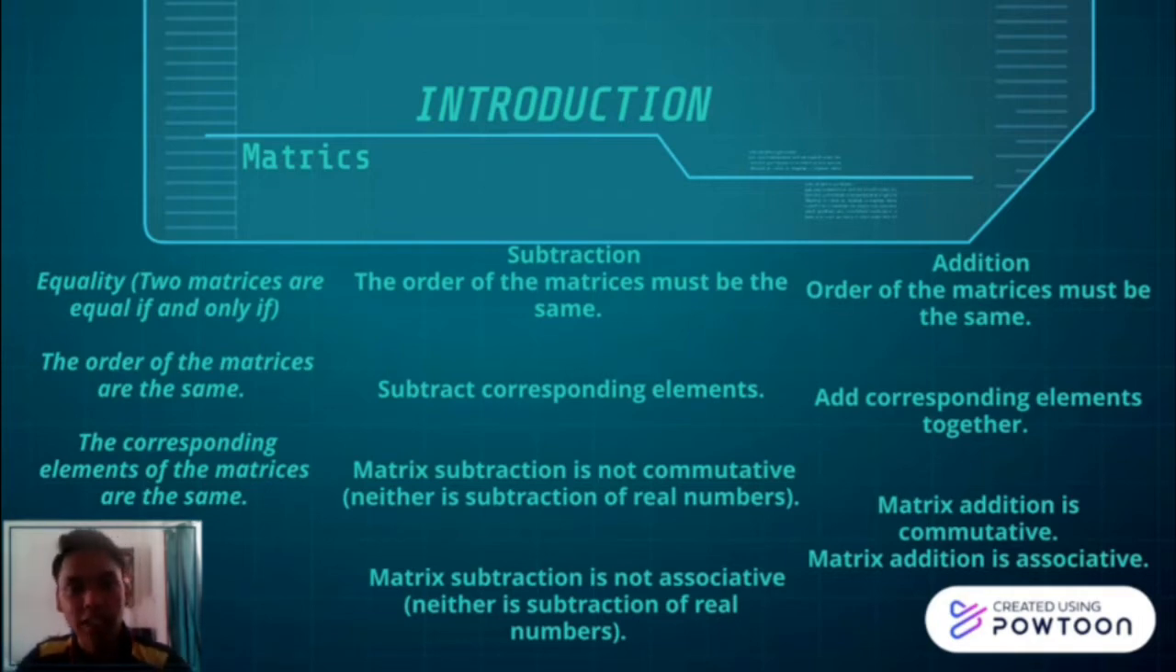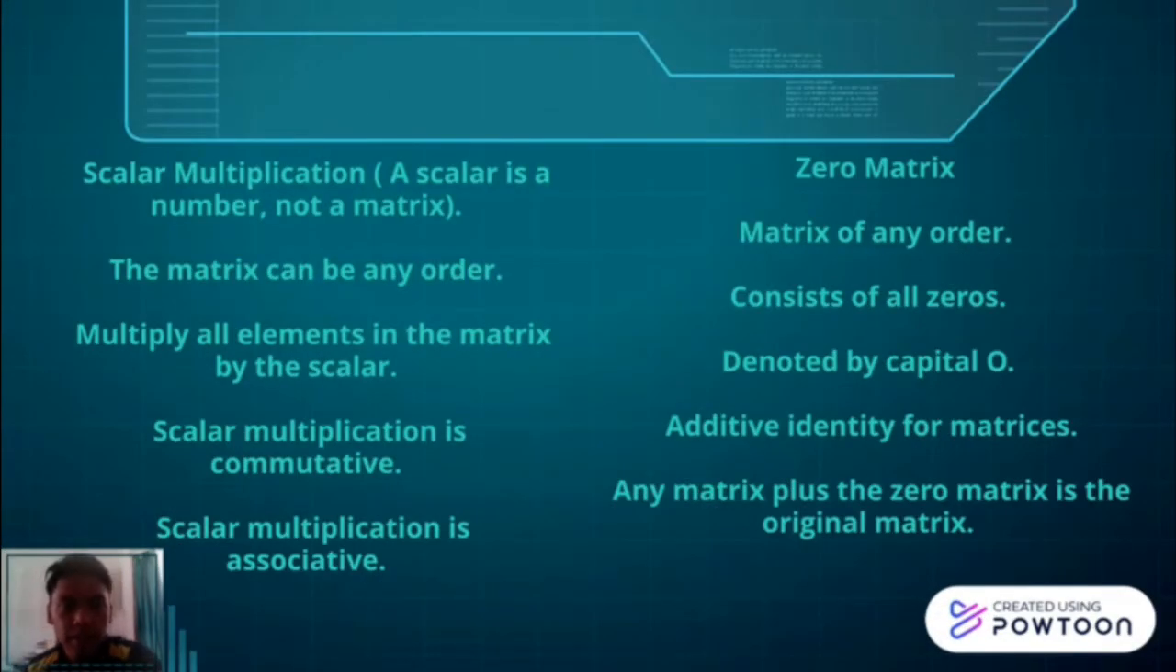Okay, let's go to the next slide. Scalar multiplication. A scalar is a number, not a matrix. Scalar means a single number that we multiply with a matrix. The matrix can be any order. Multiply all elements in the matrix by the scalar. For example, if the matrix is 3 by 3, that means all the elements inside the 3 by 3 matrix need to be multiplied by the scalar.